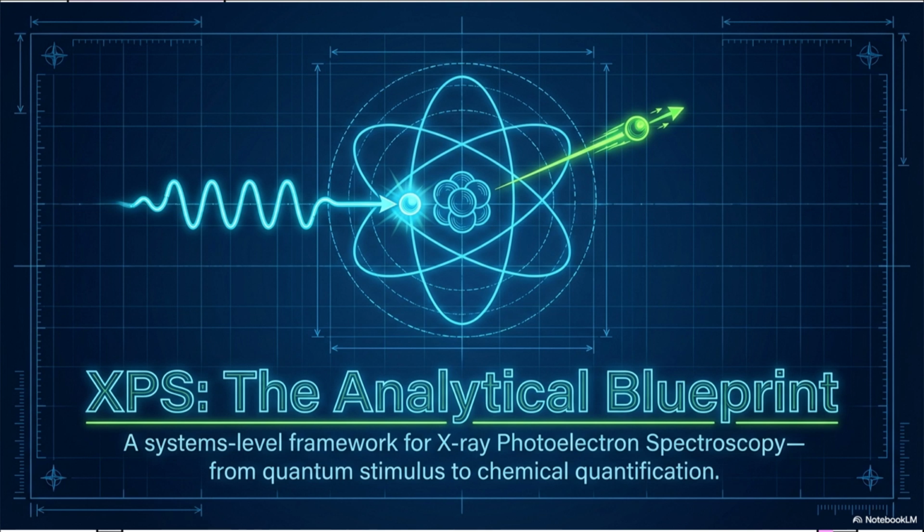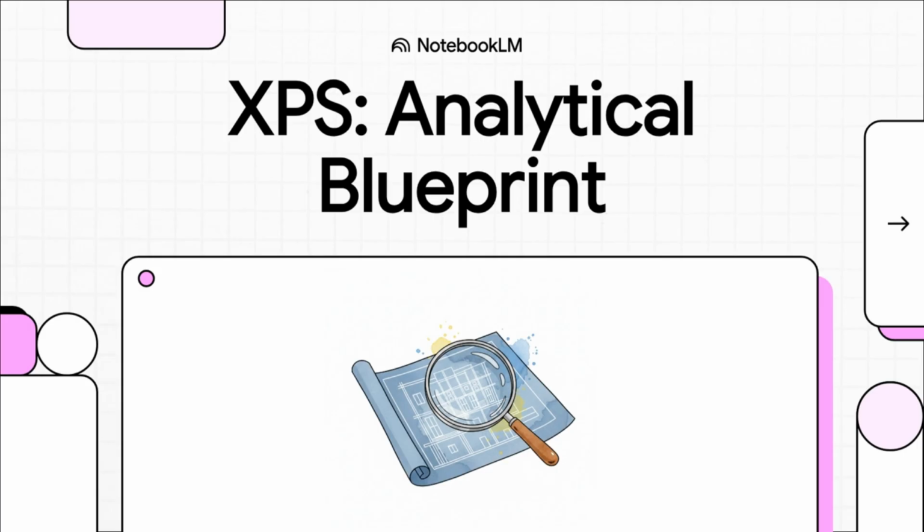Have you ever wondered how we can know exactly what's going on with the first few atoms on, say, a microchip? Or what makes a medical implant truly biocompatible with the human body? Well, the answer, a lot of the time, comes down to this really powerful technique called X-ray photoelectron spectroscopy, or XPS for short. Today, we're going to build a blueprint to really understand it.